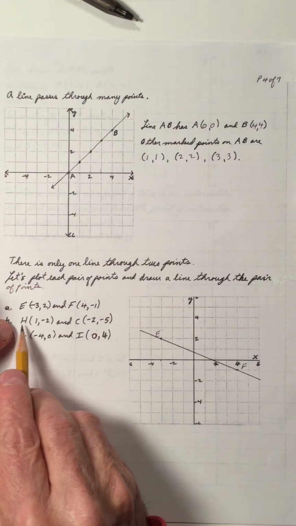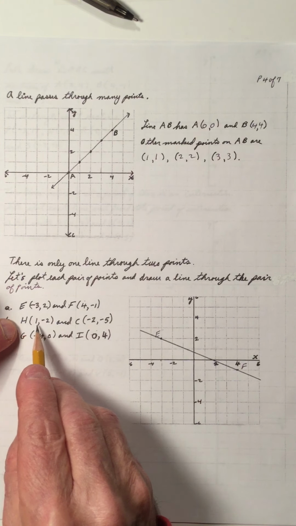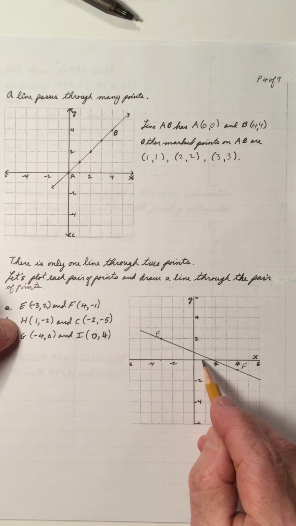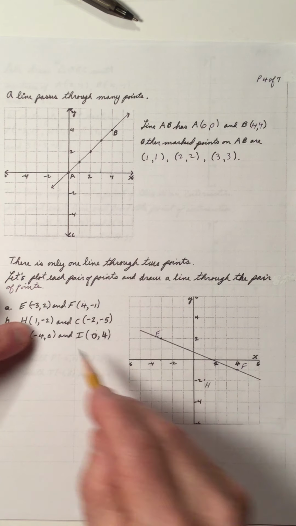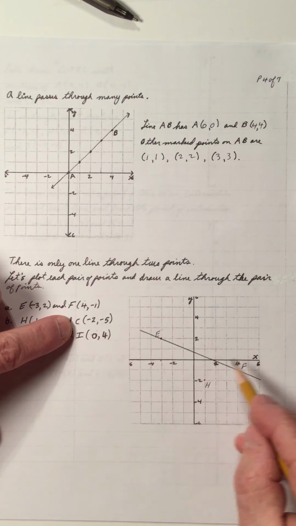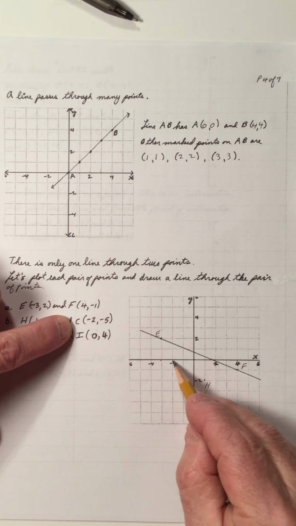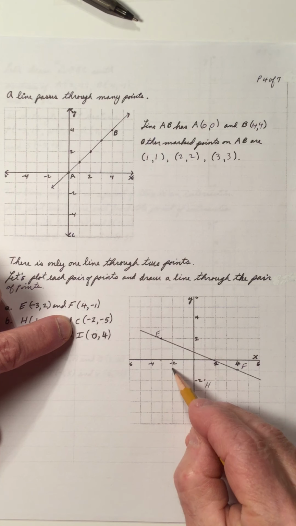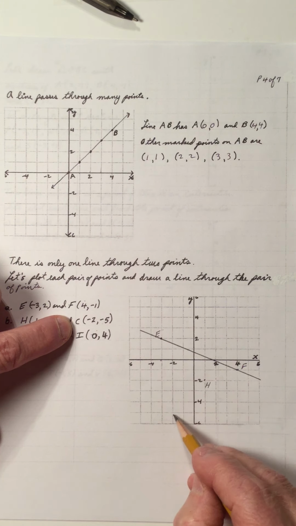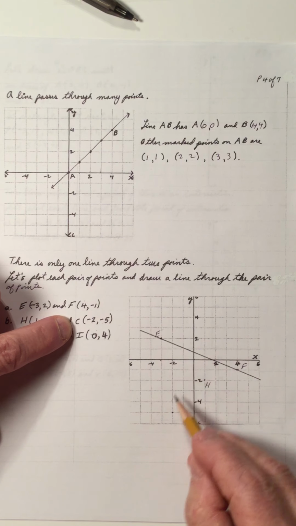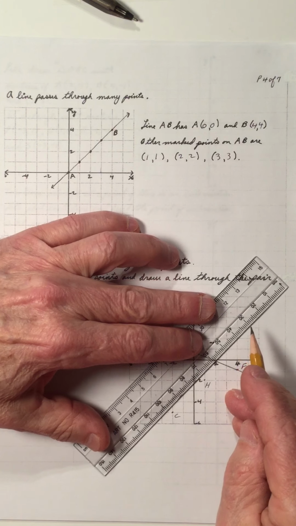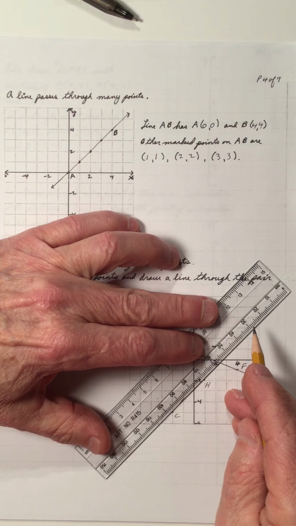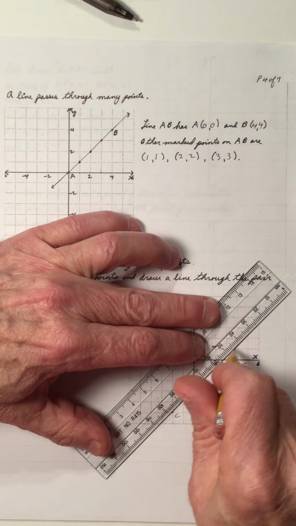H, let's draw the next line going through H and C. H is 1, negative 2. X is 1. Y is negative 2. So there's H. C is negative 2, negative 5. X is negative 2, 2 to the left. Negative 5, 1, 2, 3, 4, 5. So that's C. So if I draw the line through those 2 points, there's only one line through any 2 points.